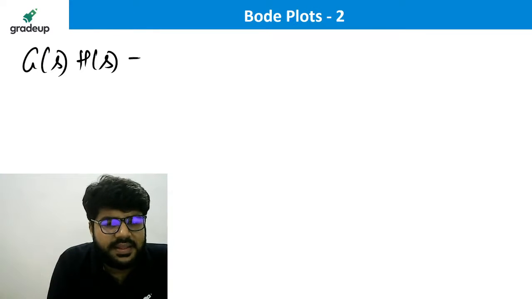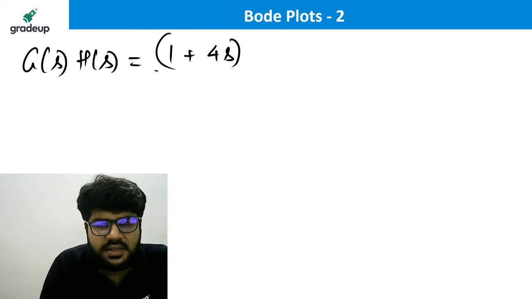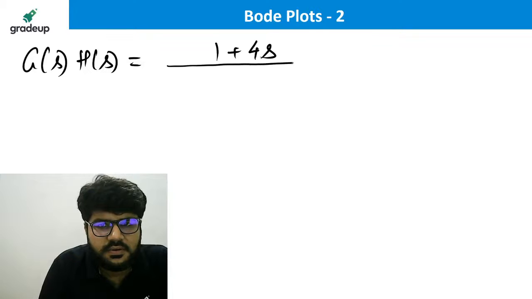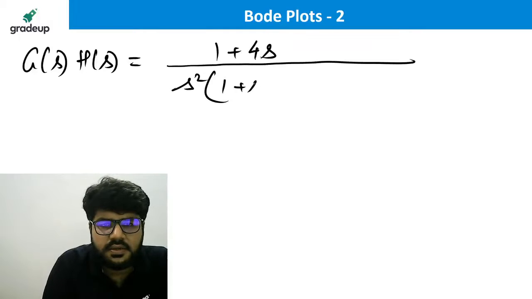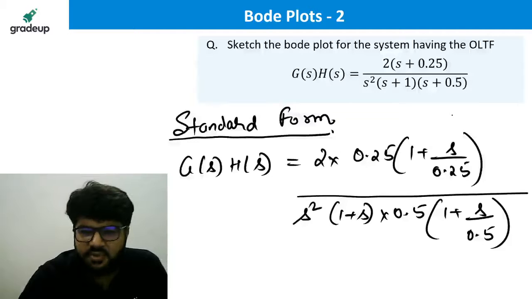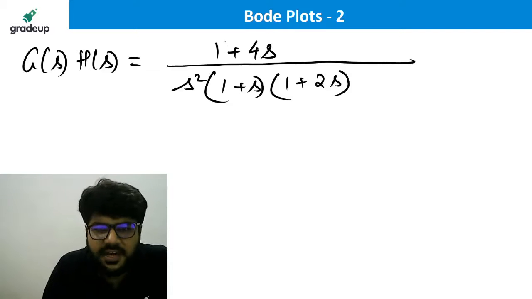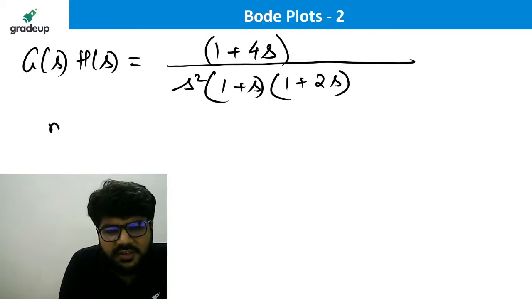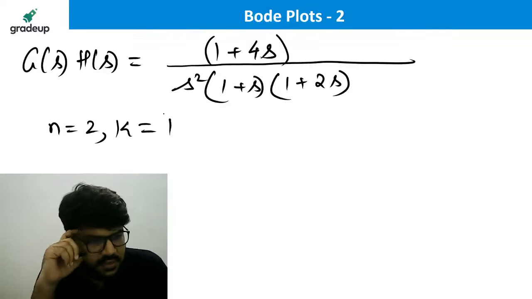GSHS final standard form is equal to 1 plus s by 0.25, that is 1 plus 4s, divided by s square, 1 plus s, 1 plus s by 0.5, that is 1 plus 2s. So 1 plus 4s upon s square, 1 plus s, 1 plus 2s. This is the final standard form. That means the value of n here is 2 and the value of k here is 1. The k here is 1.